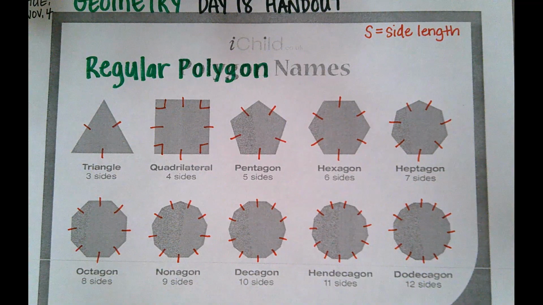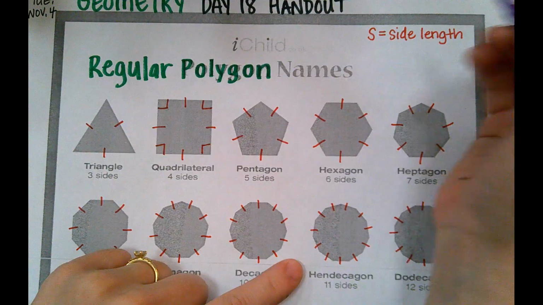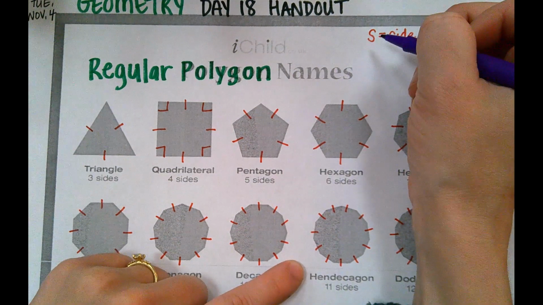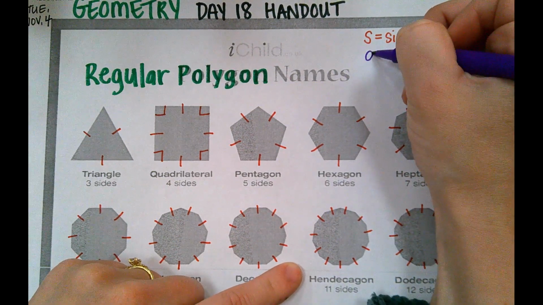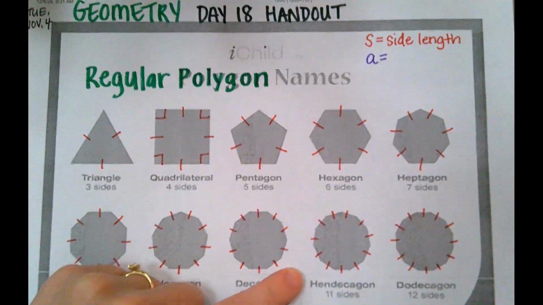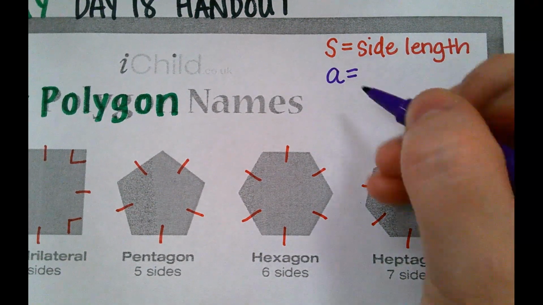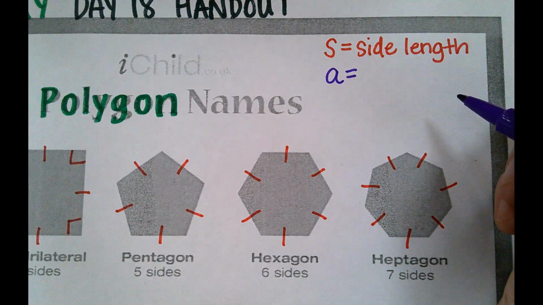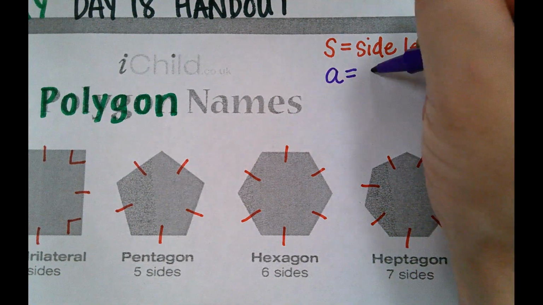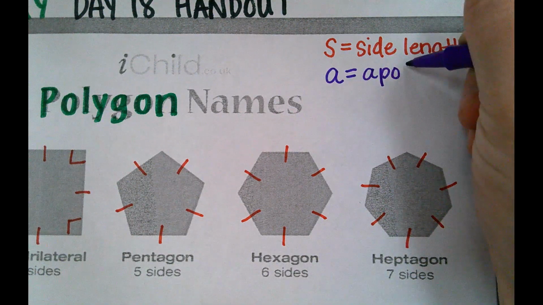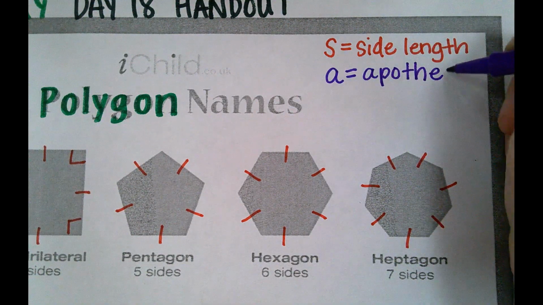And then I'm going to give you a new word that I bet none of you have actually heard of. I hadn't heard of it until the first time I taught this last year, which is crazy to me. Have you ever heard of the word? We're going to write A equals. Is that blue or purple? This is purple. Apothem.